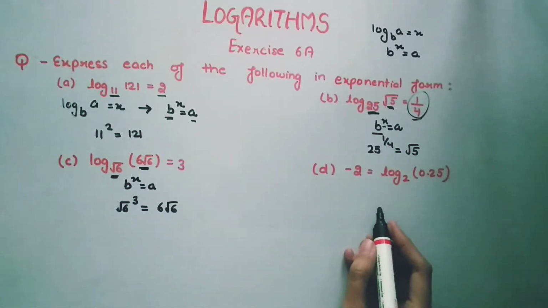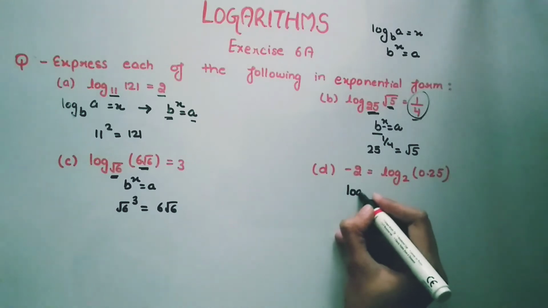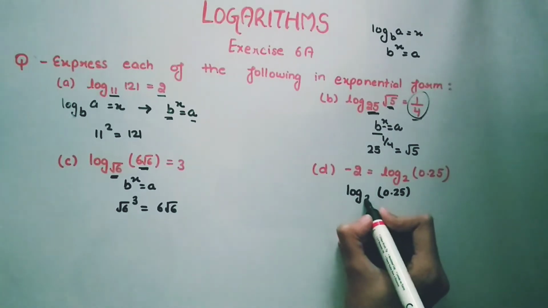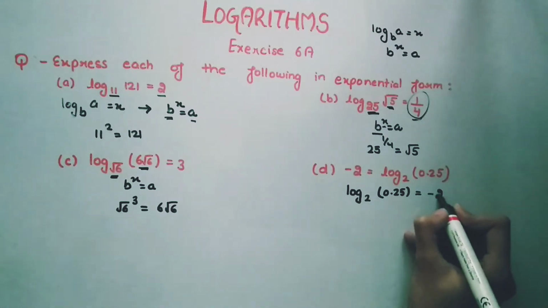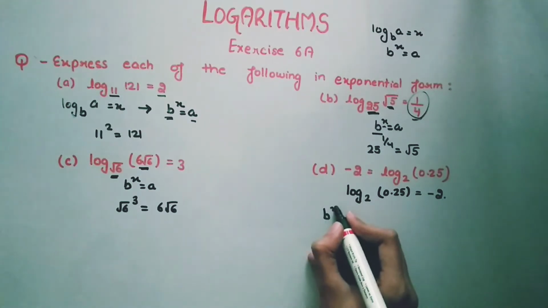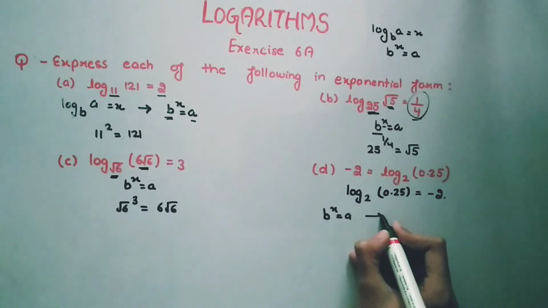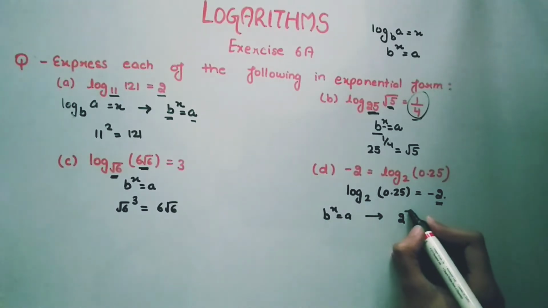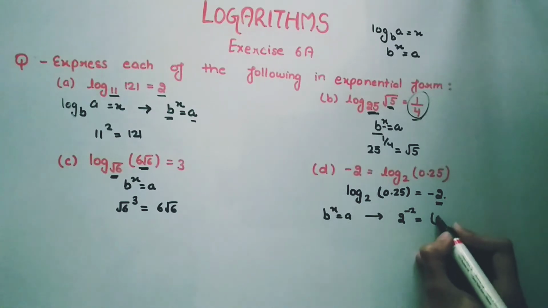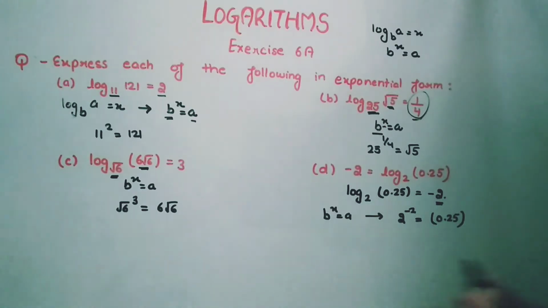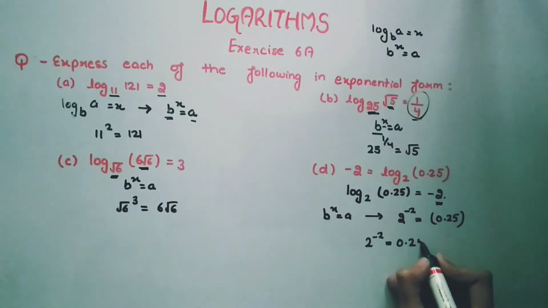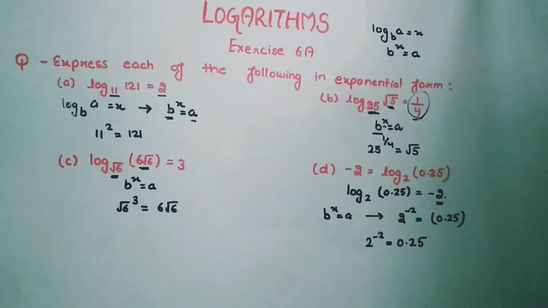Similarly, the next part we have, first of all we will write it in the form log of 0.25 to the base 2 is minus 2. Now we will change it into the exponential form: as b base we have 2, x that is minus 2, which is equal to a, that is 0.25. That means 2 raised to power minus 2 is equal to 0.25.